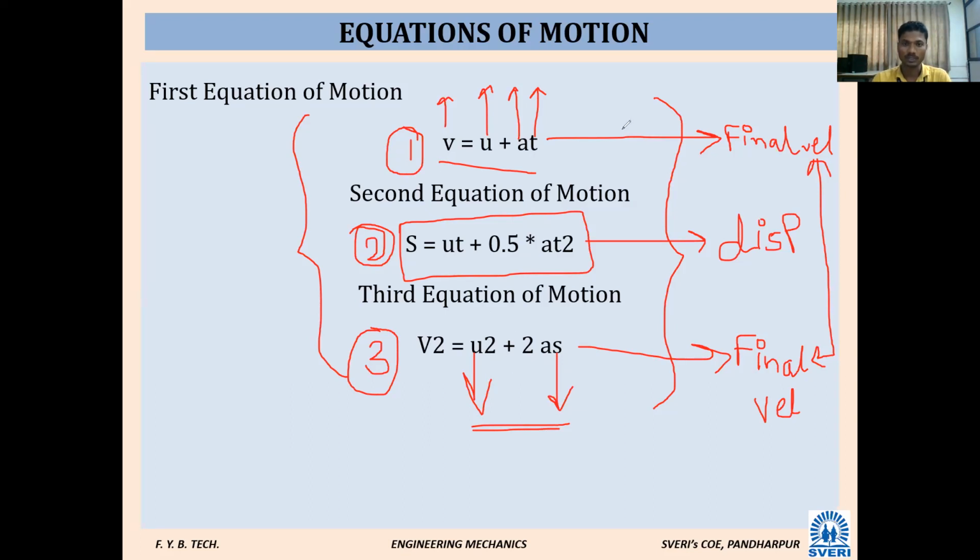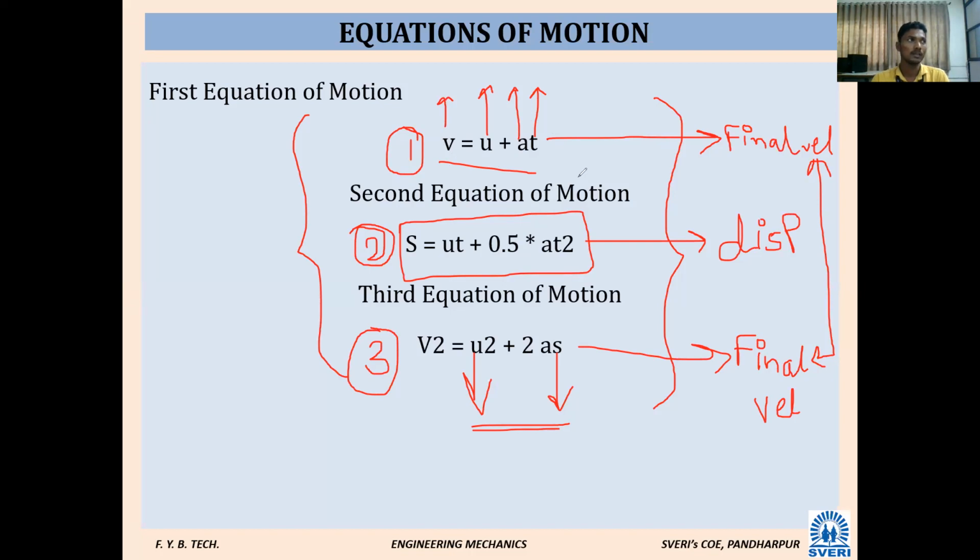And what is this first then? Once we want to know the velocity of the object at any instant of time, at any given time, in which equation does time come? First or third? In which equation is time there? First. That's why the first equation is used to calculate final velocity, or velocity at any instant of time. If you want to calculate the velocity of that object at any instant of time, we can use the first equation.